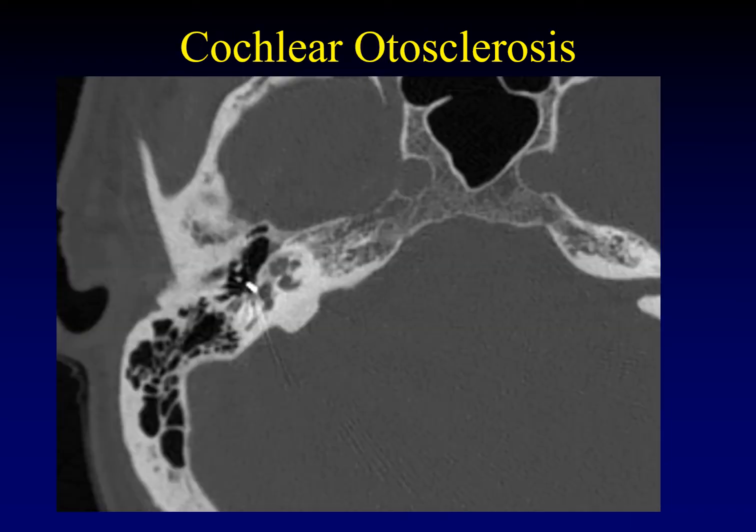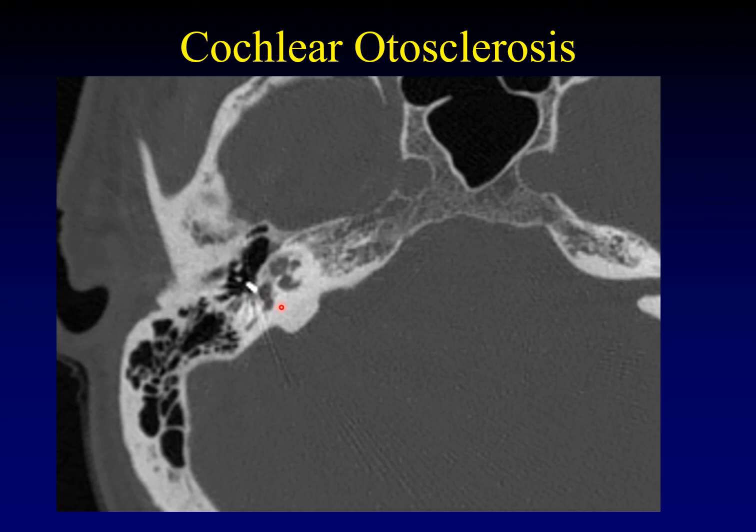In patients who have otosclerosis, you'll often see a stapes implant. Remember that there are two ways that otosclerosis causes hearing loss. One is this infiltrative component in the temporal bone, in the otic capsule, that causes the sensorineural hearing loss, and the other is the sclerosis of the stapes footplate that causes the conductive hearing loss.